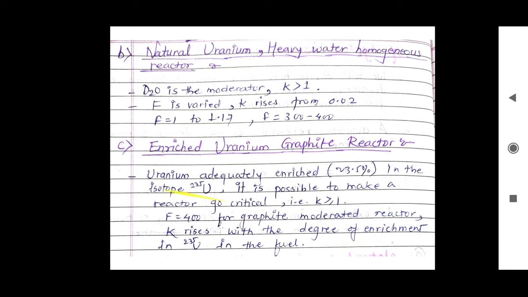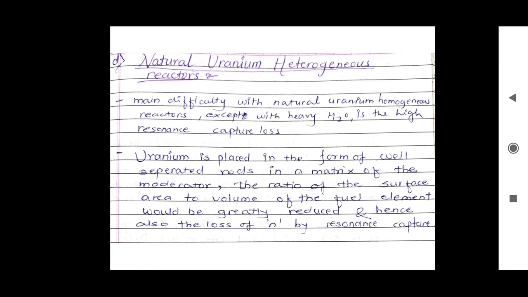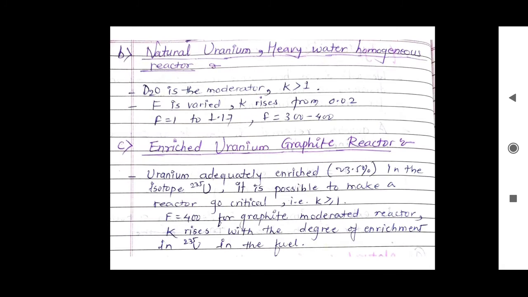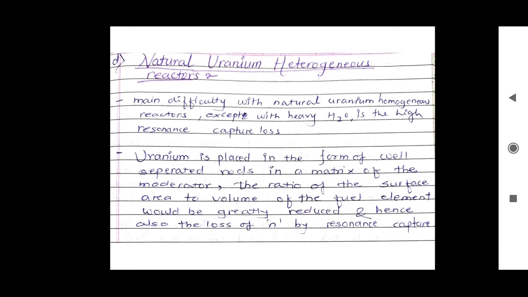Now we will see the next point. Natural uranium homogeneous reactors. Natural uranium heterogeneous reactors. So here is a heterogeneous. We have already seen the natural uranium heavy water homogeneous reactor. Now we will see the natural uranium heterogeneous reactors.